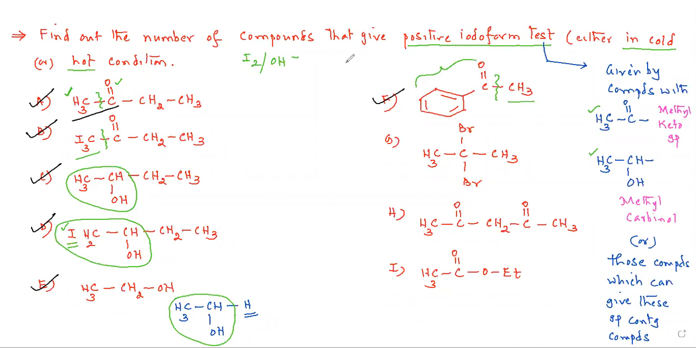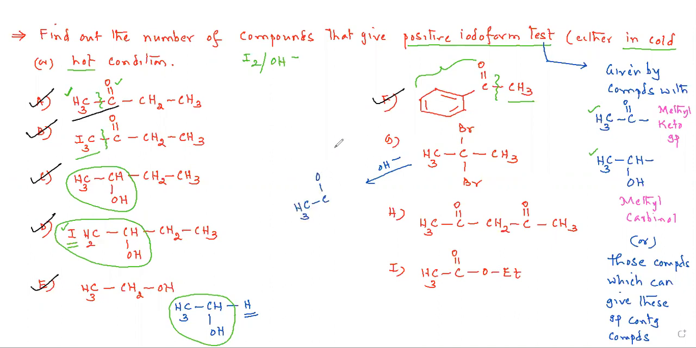Okay. Next, this is very interesting. This G is interesting. It actually has got no methyl ketone, no methyl carbinol, but you know it comes under this category. Check this out. Let us do one thing. Let me just treat it with an alkali, say aqueous alkali.